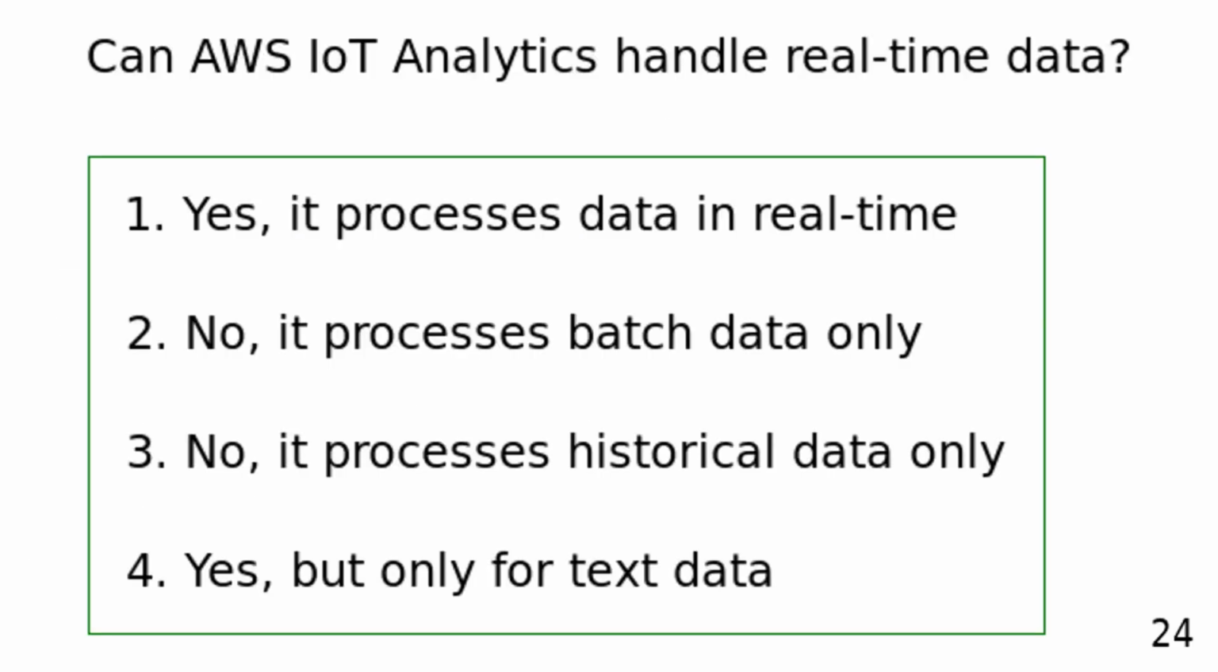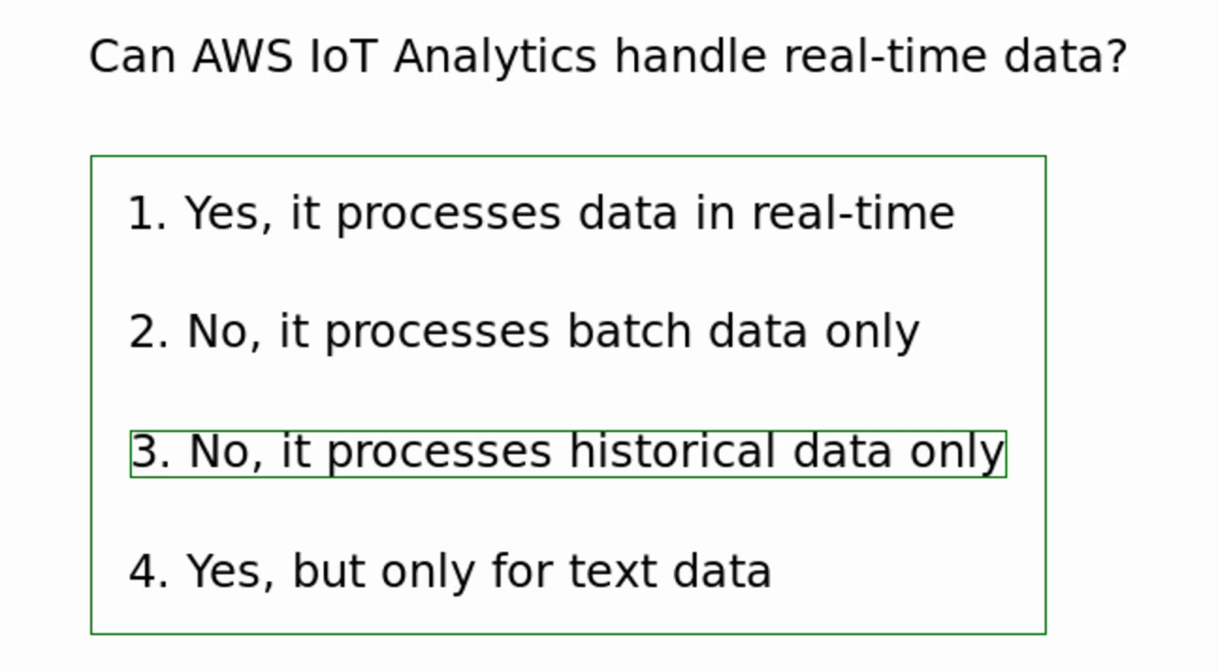Can AWS IoT Analytics handle real-time data? Yes, it processes data in real time. No, it processes batch data only. No, it processes historical data only. Yes, but only for text data. AWS IoT Analytics processes historical data, not real-time data.